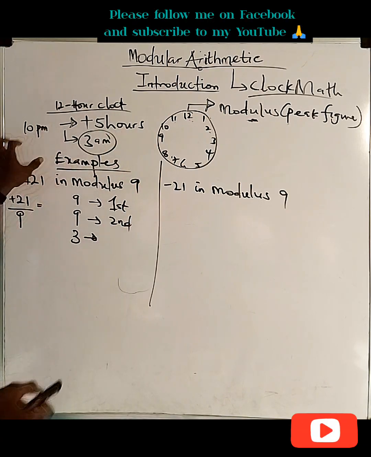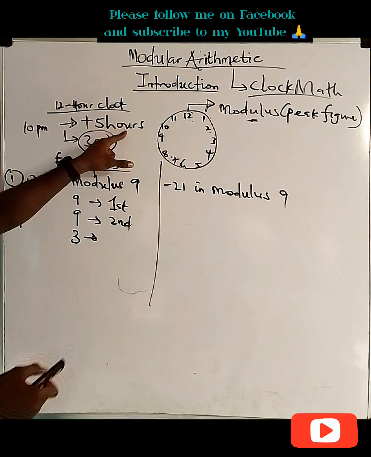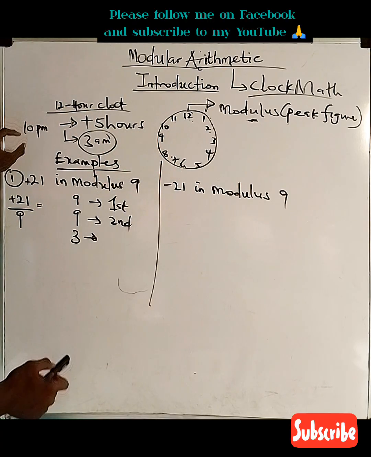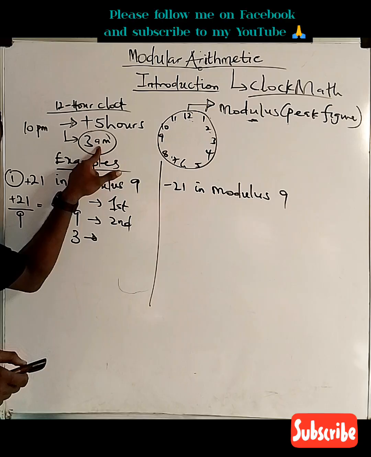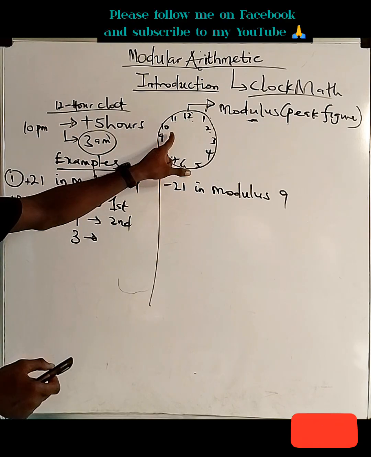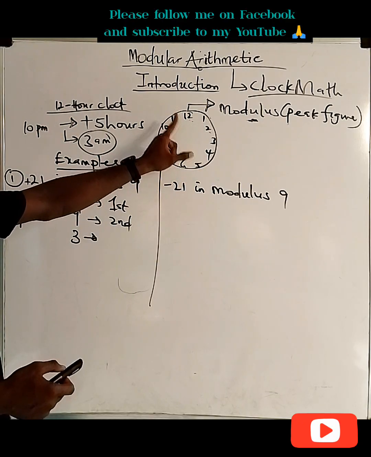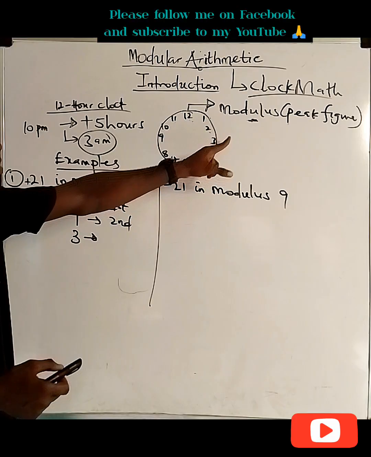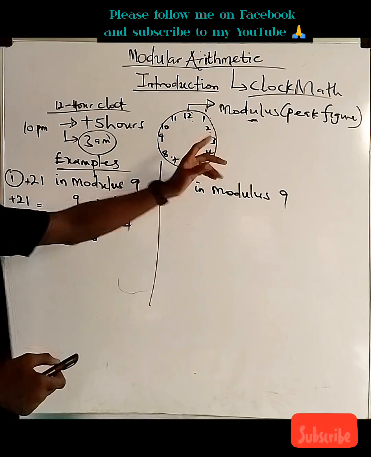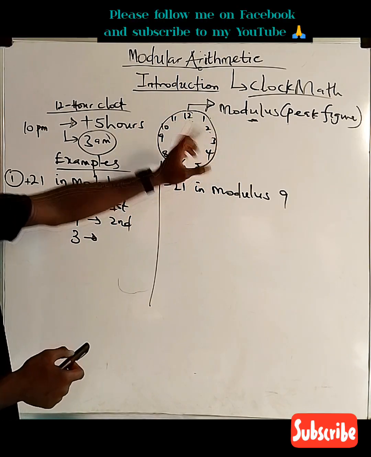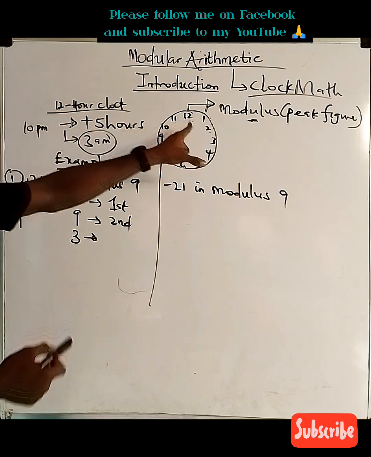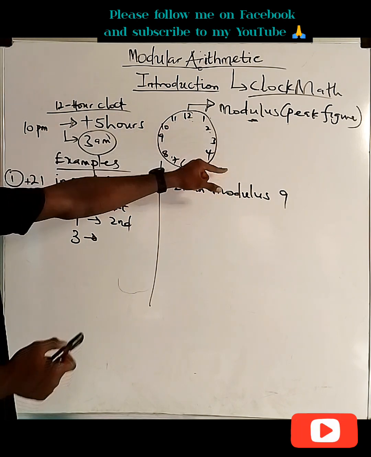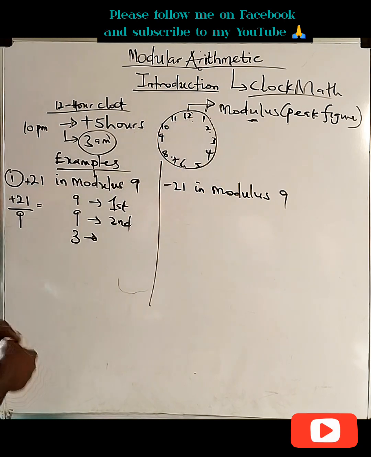Just like this. If the time is 10 p.m., in the next 5 hours on the 12-hour clock, 10 p.m. is 3 a.m. That's 10. In the next 5 hours, that is 1, 2, 3, 4, 5, which is 3 o'clock. We got to know that this is 3 o'clock because we're dealing with a 12-hour clock.